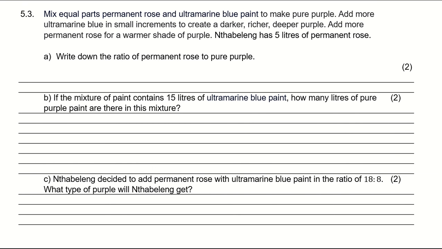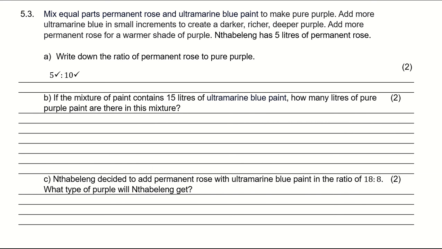Please note that if pure purple is made up of 50% of permanent rose plus 50% of ultramarine, and we are told that permanent rose was 5 liters, it means ultramarine was also 5 liters. So when you add 5 liters together, you will get 10. So that means pure purple will be 10. So if you want to write the ratio of permanent rose to pure purple, it'll be 5 is to 10.